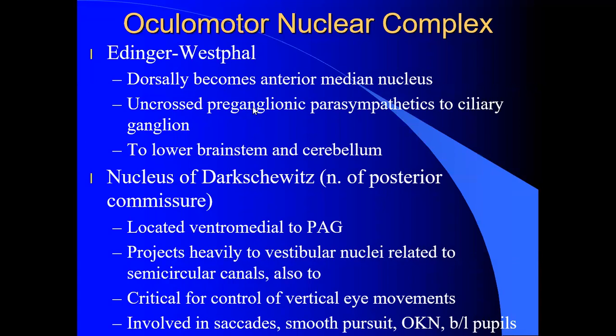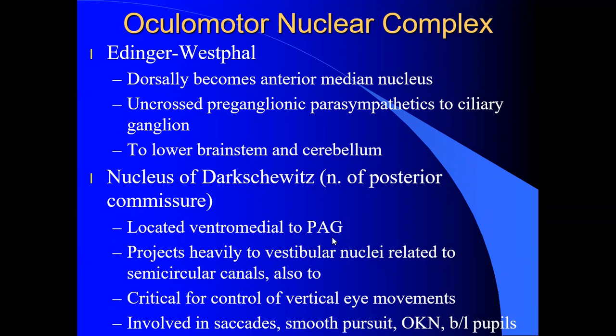And these are the uncrossed preganglionic parasympathetics to the ciliary ganglion, okay? So that's what they do. They're also going to project downward and let other people know what they're doing. The nucleus of Darkschewitsch is a part of the posterior commissure. It's also known as the nucleus of the posterior commissure. You will see that name often. They're the same. It is ventromedial to the periaqueductal gray, ventromedial. We actually saw it a couple of minutes ago.